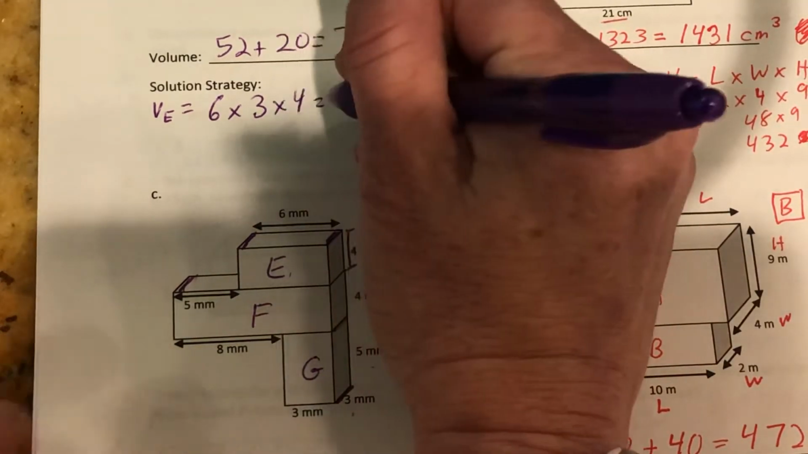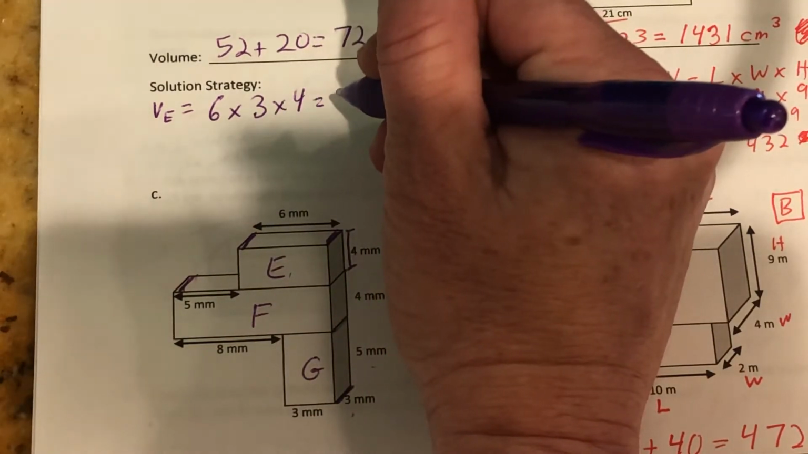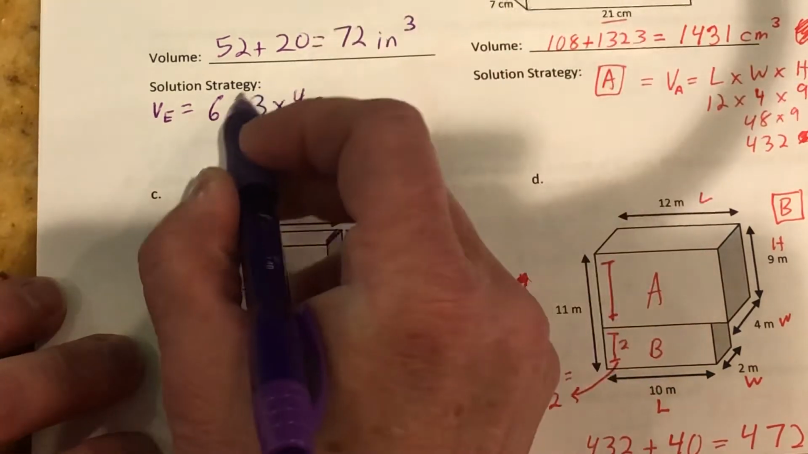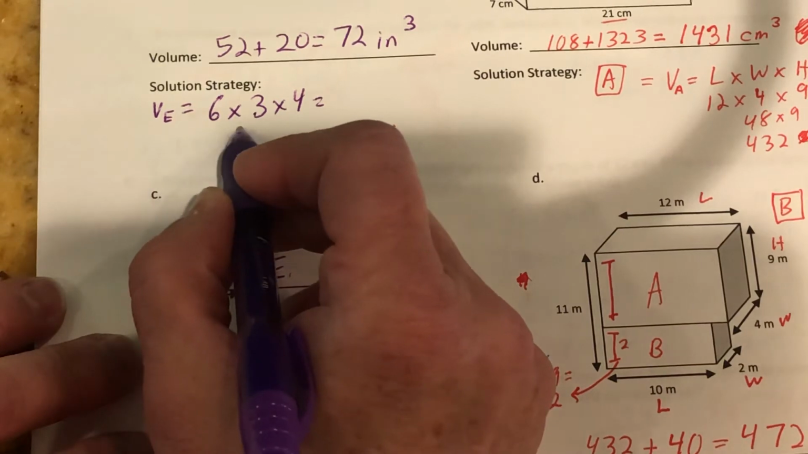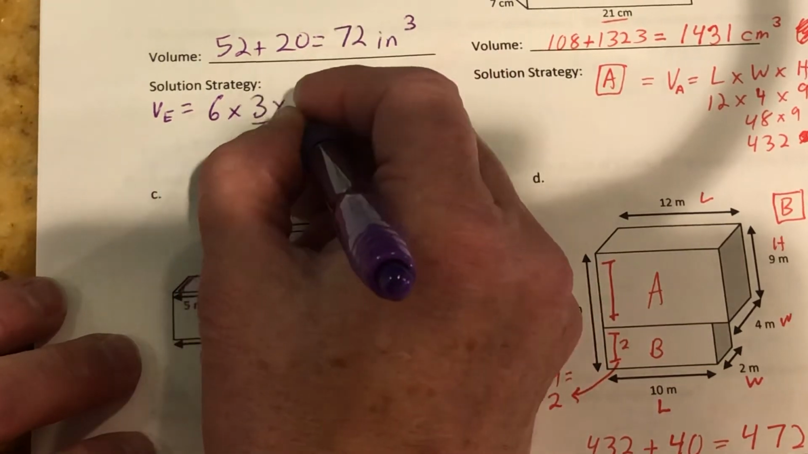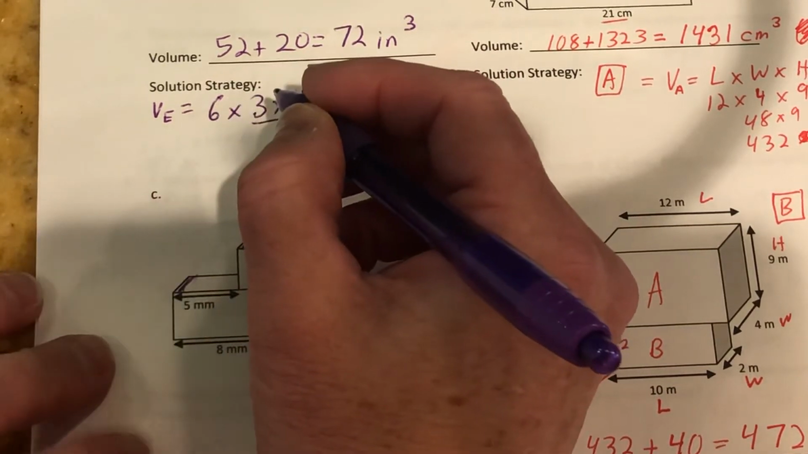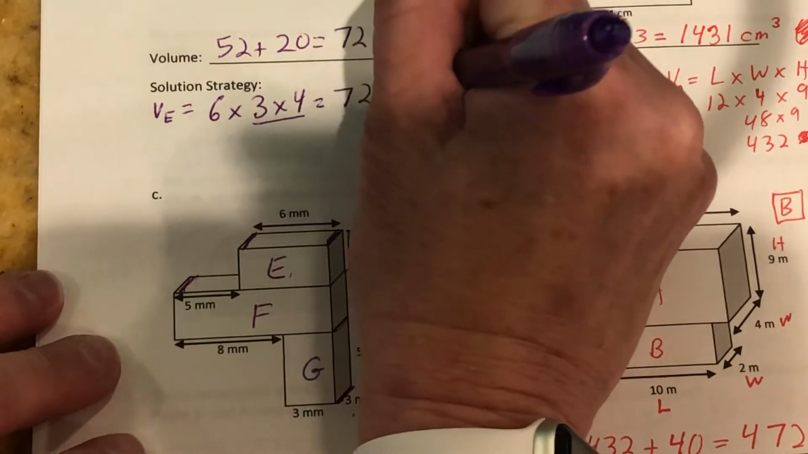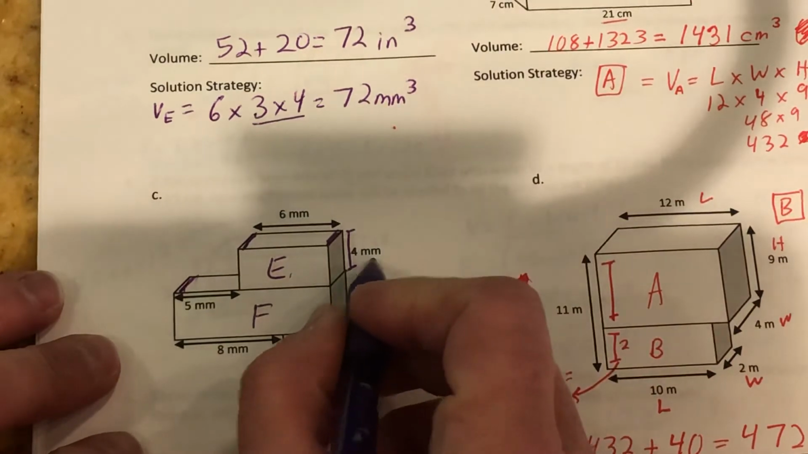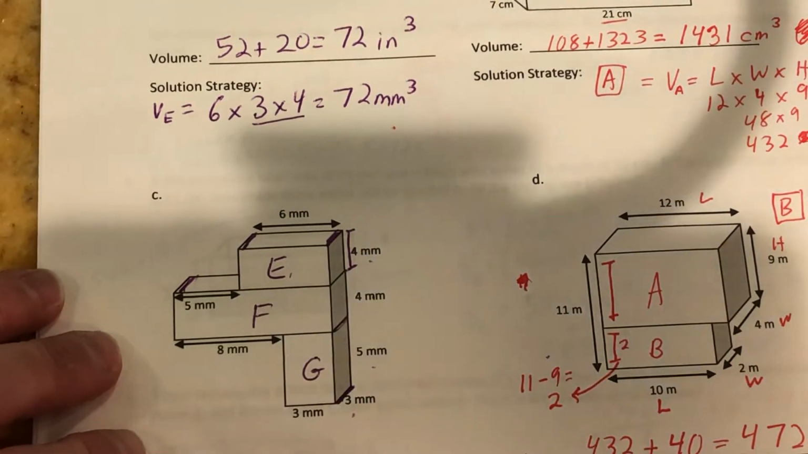So if I do that, I have length times width times height. So I have 3 times 4, which would be 12. 12 times 6, 12, 24, 36, 48, 60, 72. That would be 72 millimeters cubed because we're counting by millimeters. I'm going to switch pens to a red pen just so it's easier to see.